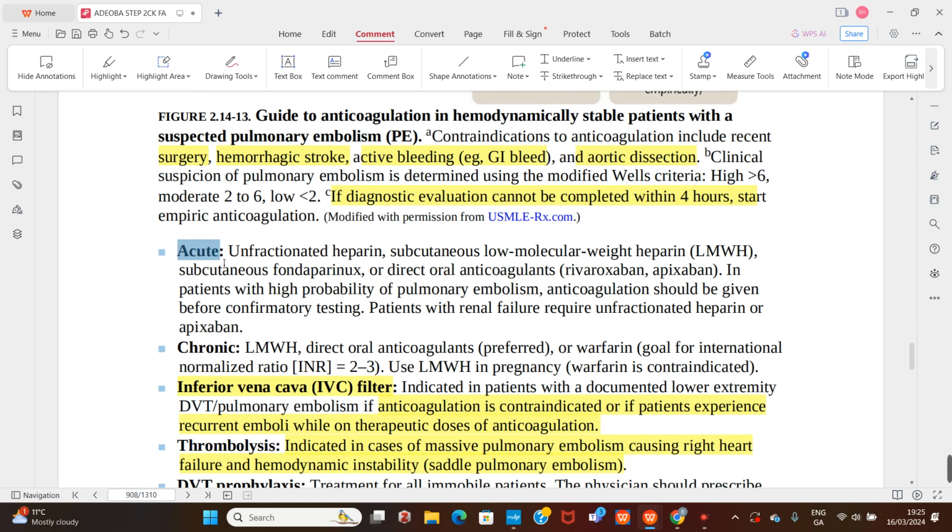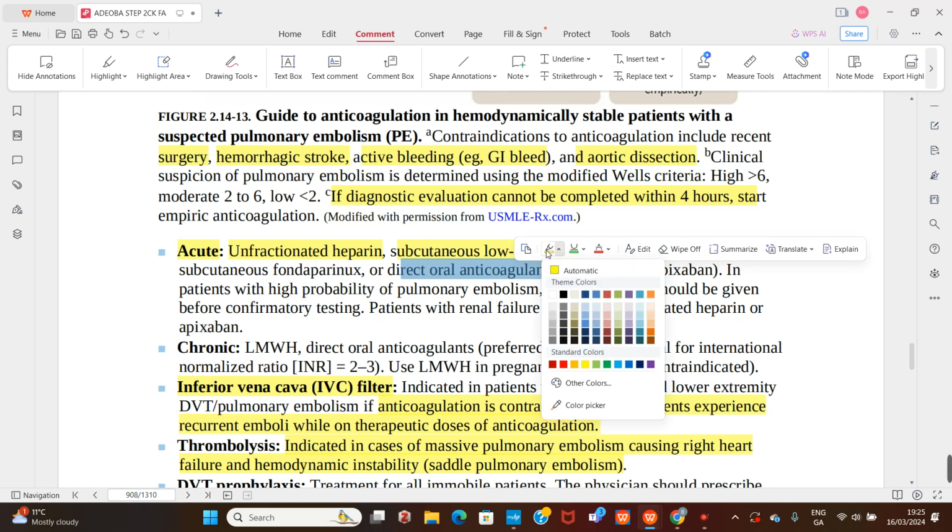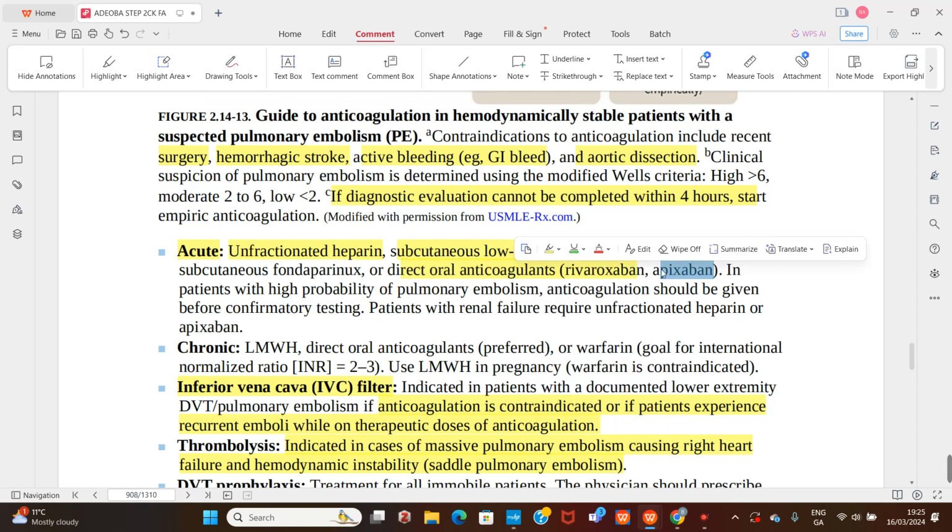Now, this person we have investigated, we have seen the PE. What do we do acutely? We start our anticoagulant. So unfractionated heparin, you can use low molecular weight enoxaparin, you can use fondaparinux, you can use your DOACs, rivaroxaban, apixaban. But we should know that apixaban is a very good one. Apixaban is very excellent because apixaban can work well in people with renal issues. So you can use it long term, because it's not dependent on renal clearance, and you can even use it for people with renal problems.